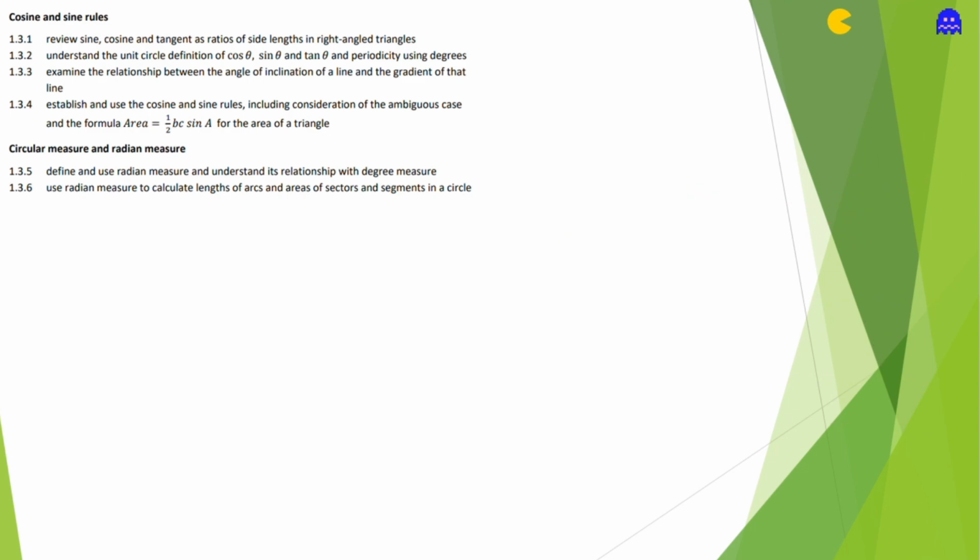Now, let's take a look at the relationship between the angle of inclination of a line and the gradient of that line, and more generally, just trigonometric applications in other areas. So, for example, the cosine and sine rules and the area of a triangle rule. So, angle of inclination of a line.